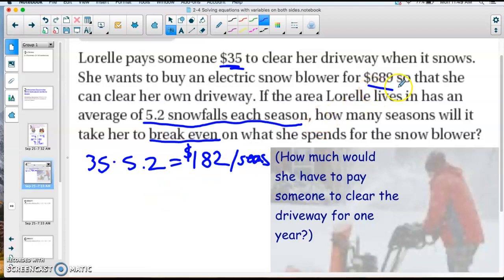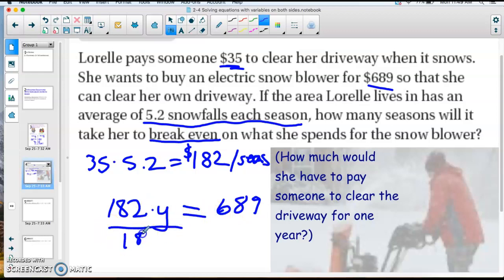Okay, or she could just spend $689 on a snowblower. We're trying to figure out how many years it is going to take for her to get up to $689. So $182 per season times however many, I'm going to put years because I don't like S as a variable. It looks too much like a 5. Okay, so how many years is it going to take her in order to get to $689? And at that point, it doesn't matter either way. Okay, this is multiplication, so we're going to divide by 182.